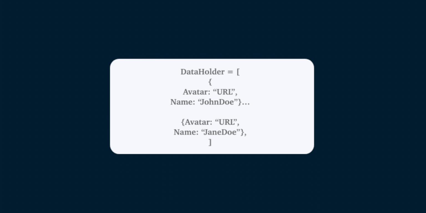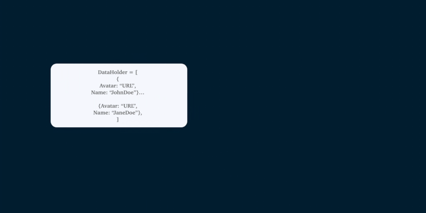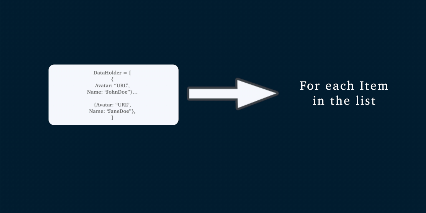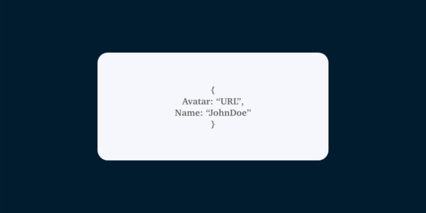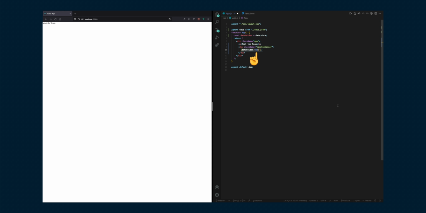So in order to show any of the information, we first have to loop over the list, and at each iteration we have to display the information that is held within that object. We can do this by calling a map function on the data holder variable. This function takes in another function as its argument, from which we can return a specific value. Here we're going to be returning a piece of JSX, which is going to be rendered on the screen.